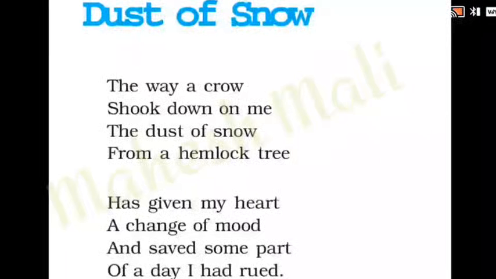Just 2 stanzas. And the poet here, you'll see that he has mentioned a very simple incident in life. A very simple incident. And what is the incident? It was a winter day.